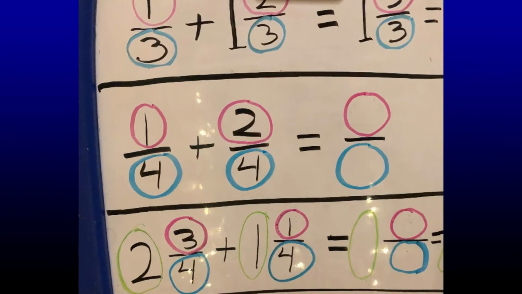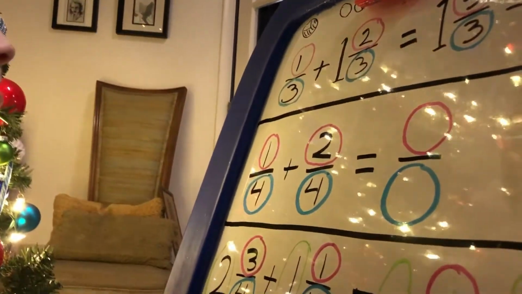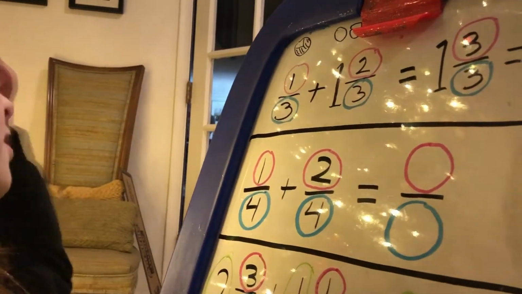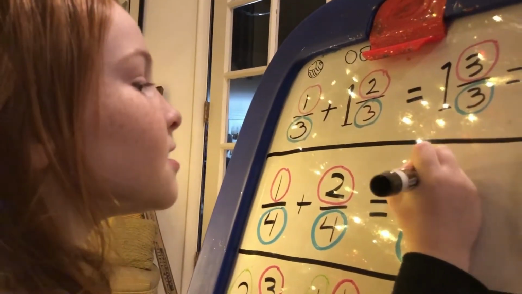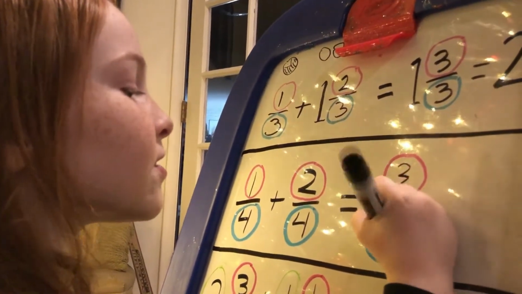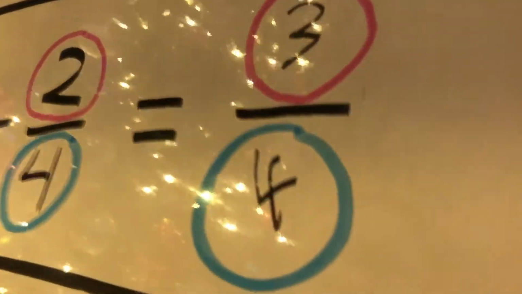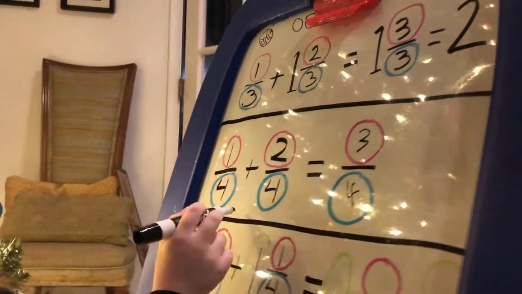All right. Now, 1/4 plus 2/4 equals what? 1/4 plus 2/4 equals 3/4. Very good. Do we have to simplify it, or is it good enough? It's good enough.